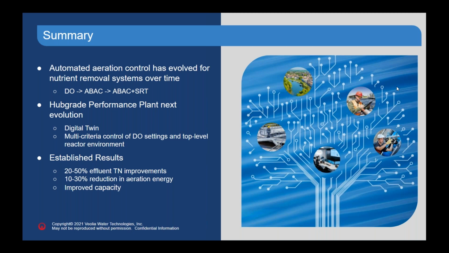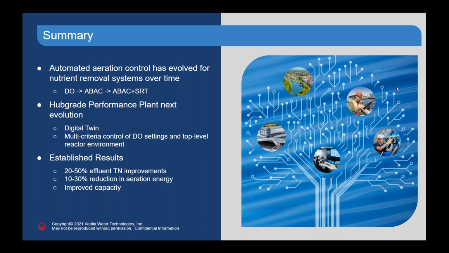We believe Hubgrade Performance Plant really takes things to the next level. It's really the next evolution of control in our nutrient removal systems, with utilizing digital twin technology and utilizing multi-criteria based control with ammonia and nitrate monitoring, and leading to the ability to, in real time, determine new DO settings and manage the top level reactor environment between aerobic and anoxic conditions, and keep that optimized throughout the day, every day, 24/7, 365.